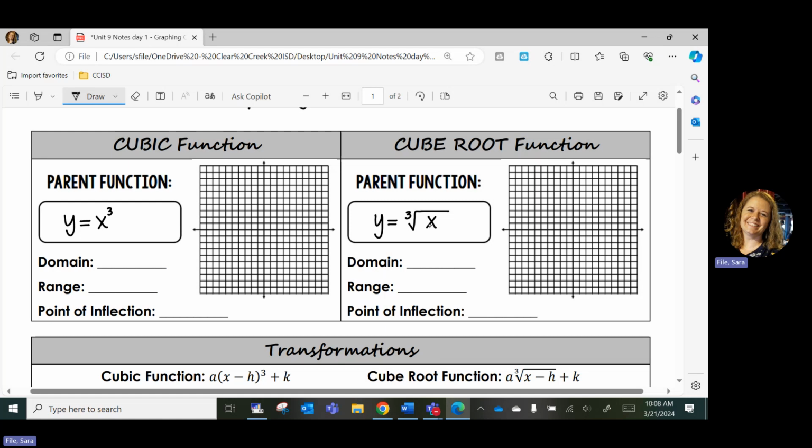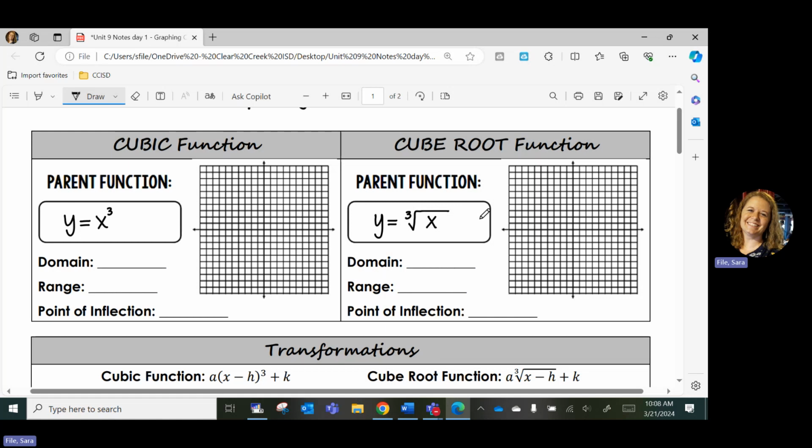Okay, sorry about that. So we've got the cube parent function and the cube root. What I was explaining here is this, remember, this is called our radical symbol, and the number that shows up right here, that is called our index. So to know that this is a cube root, we have to put that 3 there. If we had the radical with no index, that's a square root. So this is the cube root of x.